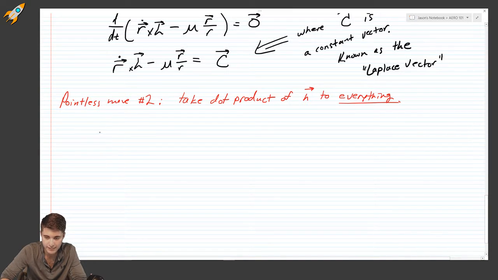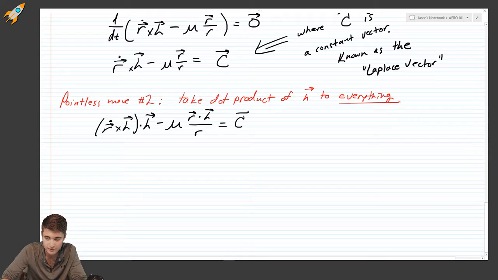Okay, so we're taking the dot product of h with everything. Why? Don't worry about it. Velocity crossed with angular momentum dotted with angular momentum vector minus the gravitational parameter multiplied by the dot product of r dot angular momentum over r is equal to your constant vector, your Laplace vector dot product with angular momentum. Okay?